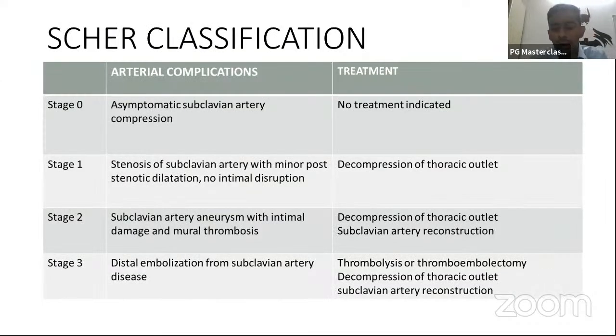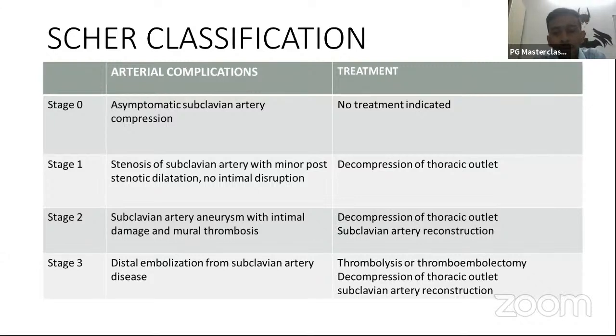So in case of compression symptoms, just to give a brief outline before we go about each of them, is the Shah classification. Shah classification is specifically mentioned only for arterial complications of thoracic outlet syndrome. This does not have anything to do with neurological.